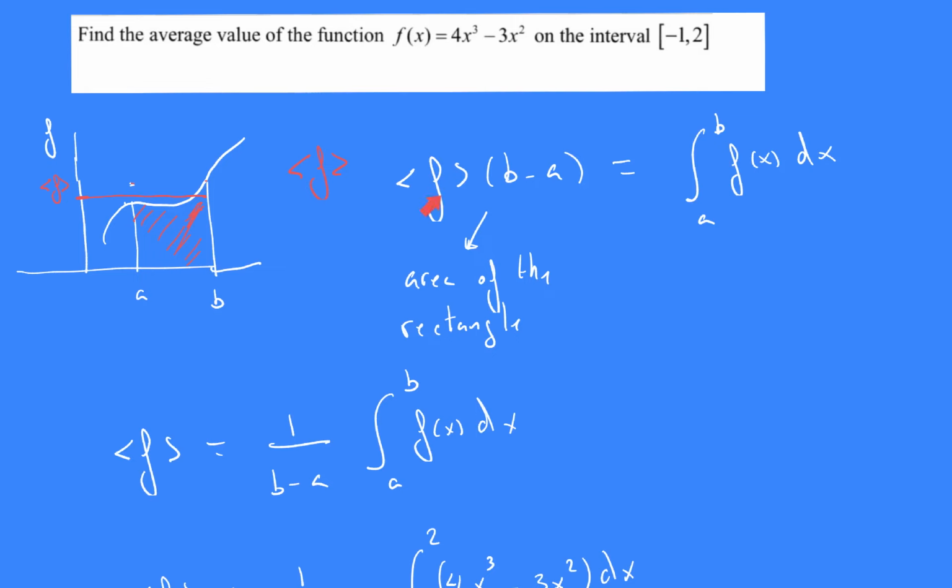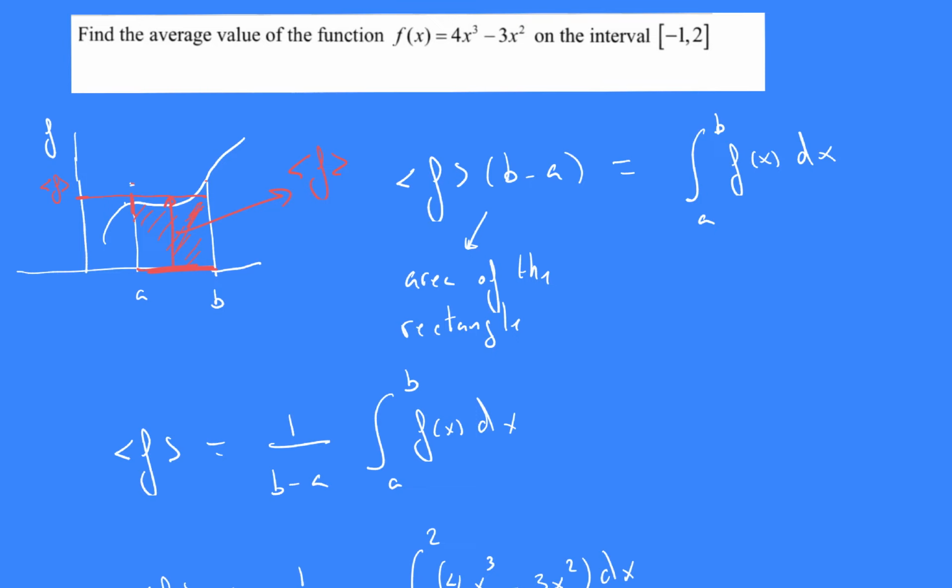the average value of the function by b minus a, which is the area of the rectangle, should be equal to the area under the curve. So what is the value, the average value? Well, the average value will be 1 divided by b minus a by the area under the function, the area that exists under the function.